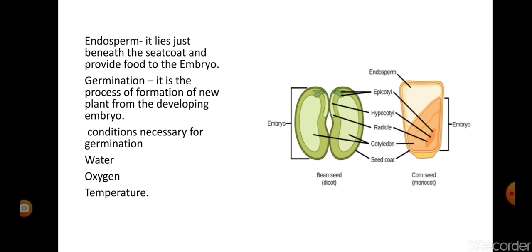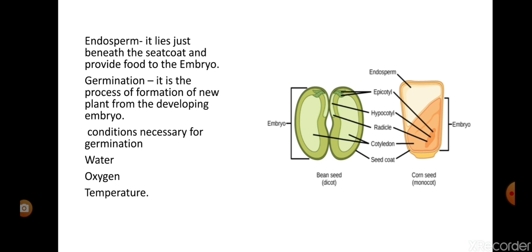Next is endosperm. It lies just beneath the seed coat, and it provides food to the embryo. So these are the diagrams of one monocot seed and one dicot seed. As you can see, the outermost layer, that is seed coat, inside that there is endosperm. Next the embryo is there. This portion is embryo. In embryo, radicle and plumule are there, and in bean seed you can see it is divided into two parts, that is cotyledon, and in corn seed or maize, it has only one cotyledon, only one part.